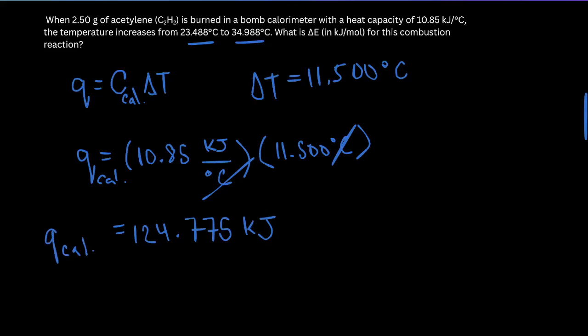124.775 kilojoules. So now we need to relate this heat to the reaction, because remember, in bomb calorimetry, the heat that is gained by the calorimeter is going to be equal in magnitude but opposite in sign to the heat released by the reaction. So this heat relative to the calorimeter is a positive value because this heat is being absorbed by the calorimeter. But if we were to look at this heat relative to the reaction, well, the reaction is releasing heat. It is losing heat. So this heat is going to have a negative value. So our heat of reaction is actually going to be negative our heat of our calorimeter.